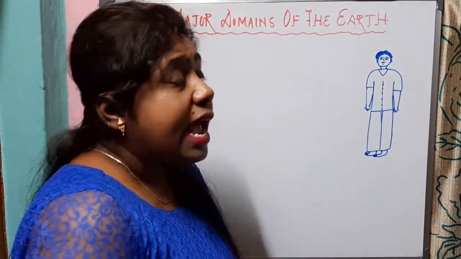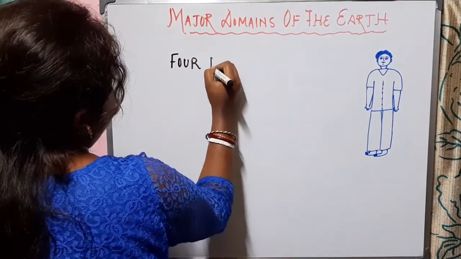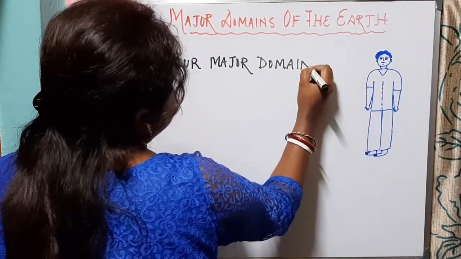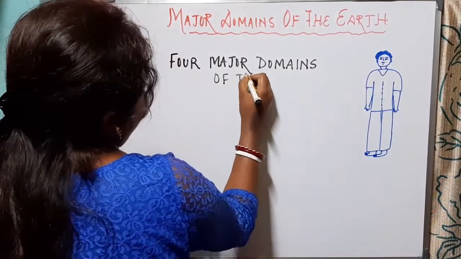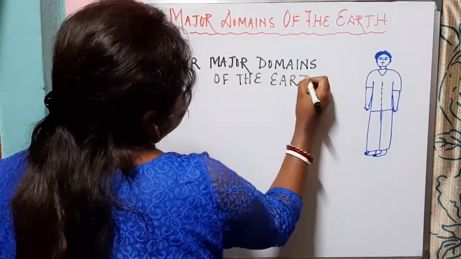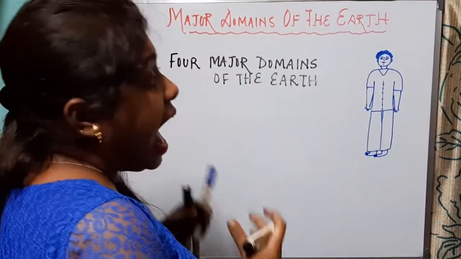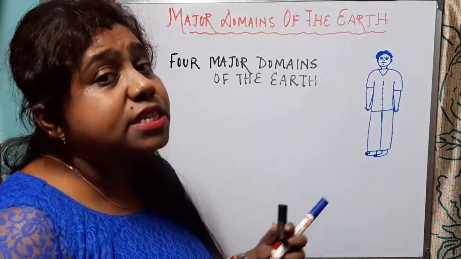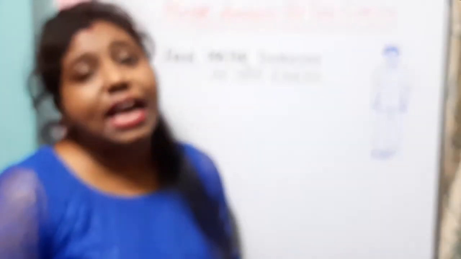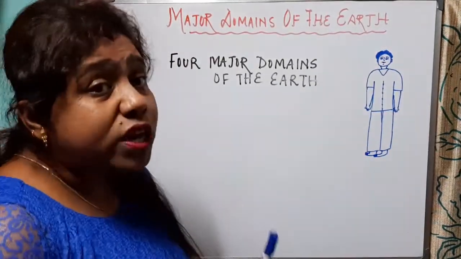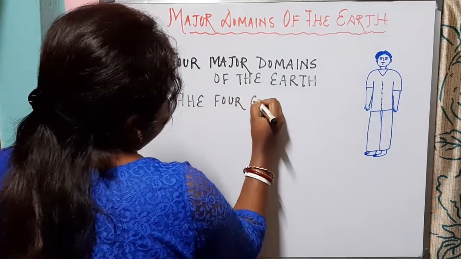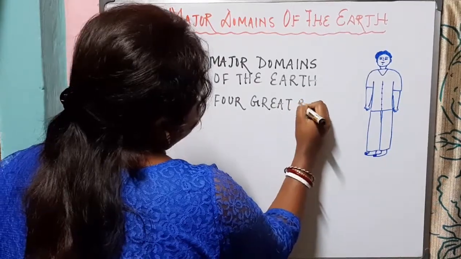The same goes for earth. In our earth, there are four major domains which form the earth system and which provide us suitable situations so that life can sustain. Now let us know which are the four domains of the earth. These four domains of the earth are also known as the four great realms.